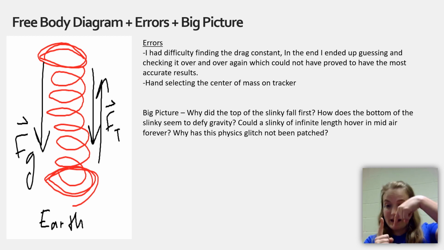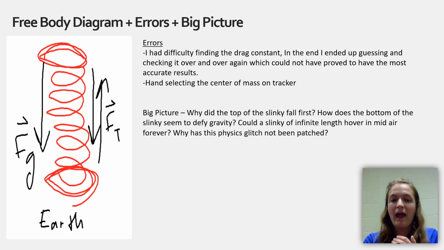However, Fg is also going downwards. So basically how this works is that Fg and F tension are both going down. So the top has basically double force going down, while the bottom has F tension going up while Fg is going down, and so those cancel out. So the top has double force while the bottom one has no force, which is why it seemingly floats in air.